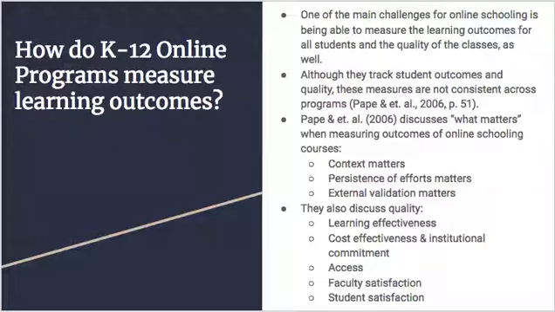So below, our next point, Pape and other associates wrote an article discussing what matters when measuring outcomes of online schooling courses. The 3 major ones they looked at were context matters, persistence of efforts matters, external validation matters. So what they're looking at is what's the content, is there effort from the faculty and students, and external validation, knowing that outside sources also agree that their program is worth the quality.